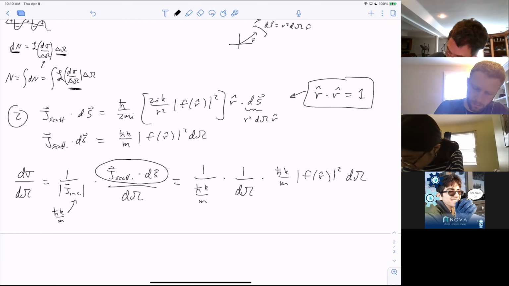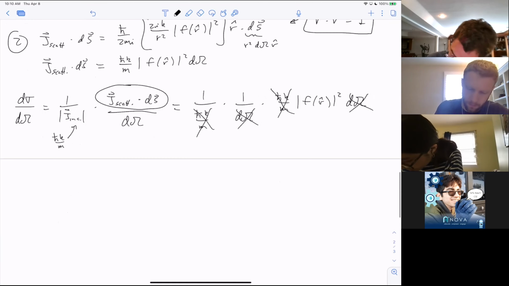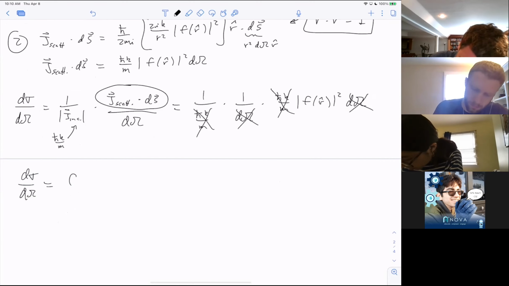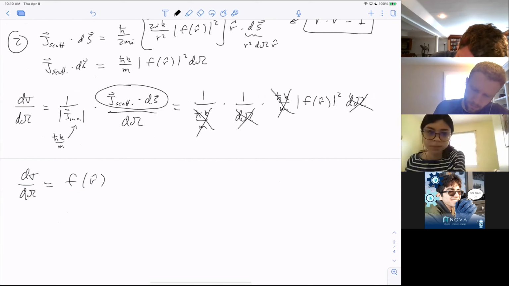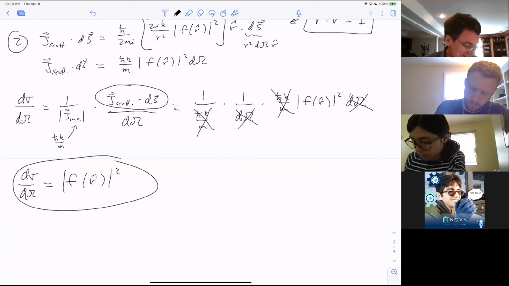And notice everything cancels. That cancels that, that cancels that. And we get this amazing answer. d sigma d omega is equal to f of r hat squared. Ta-da! I love that.